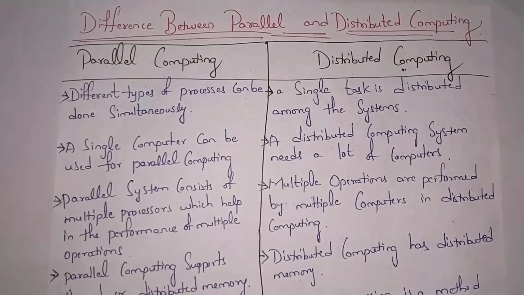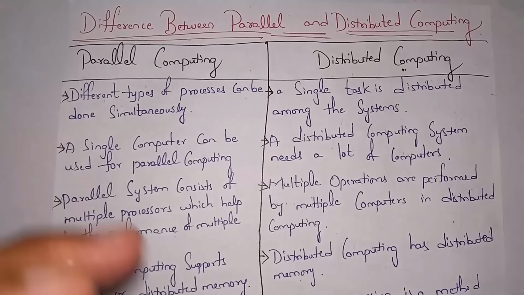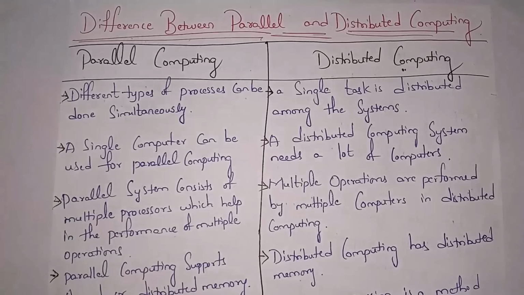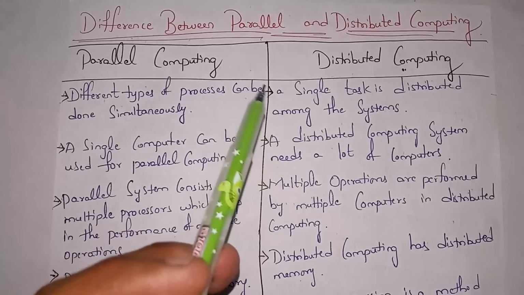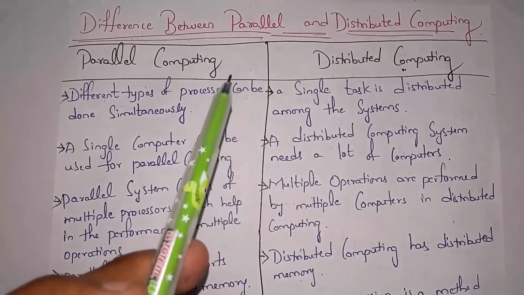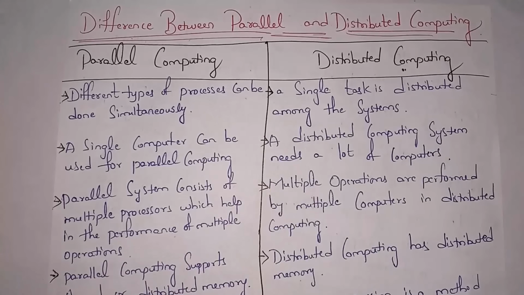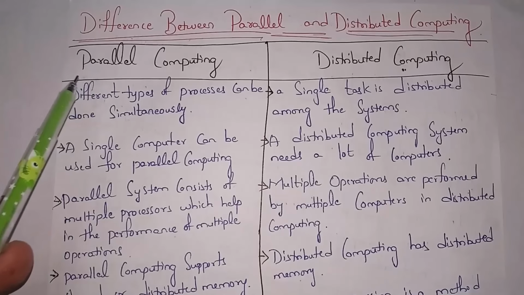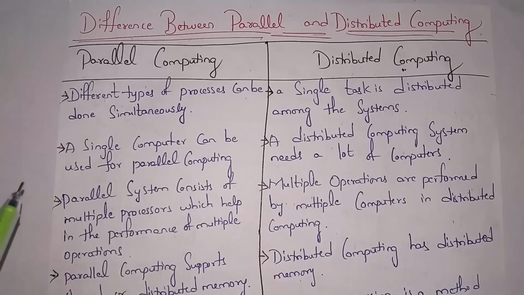Next I will explain difference between parallel computing and distributed computing. Guys, in parallel computing, in our CPU there will be multiple processors and processors will share work among themselves. And whereas in distributed computing, a single task is distributed among multiple systems. In parallel computing, we will use only one single computer. Inside the single computer, there will be multiple processors. And whereas in distributed computing, there are a lot of computers involved.